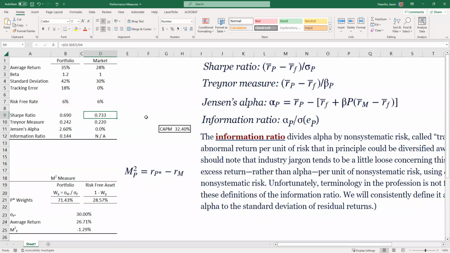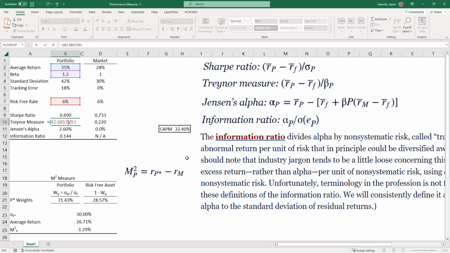Now, when you compare Sharpe ratios, they're telling you that the market is being more efficient than this portfolio. So if you're aiming for efficiency, you should go for the market. If you're aiming for total returns, regardless of efficiency, you go for the portfolio. The Treynor measure, as we discussed, is very similar to the Sharpe ratio, but we use beta instead of the standard deviation.